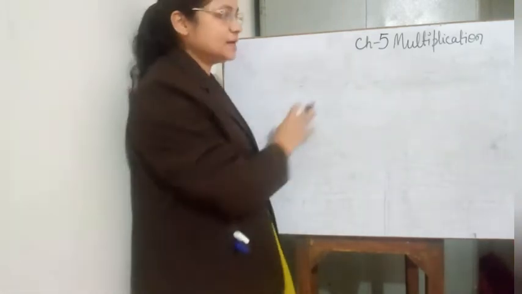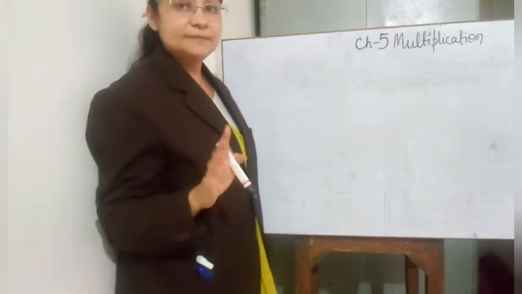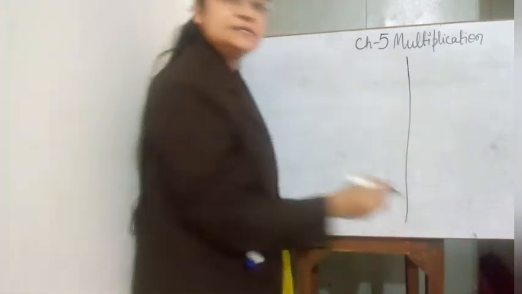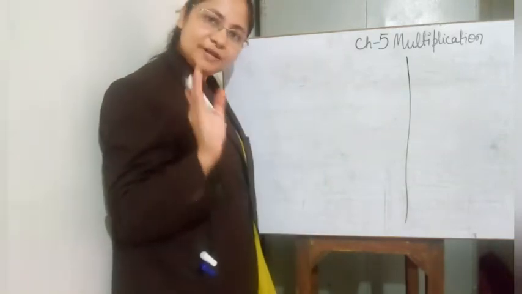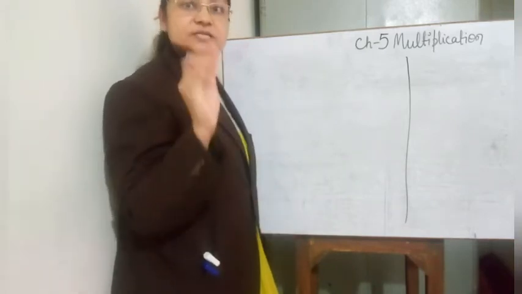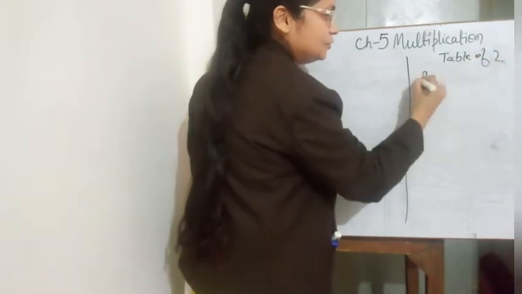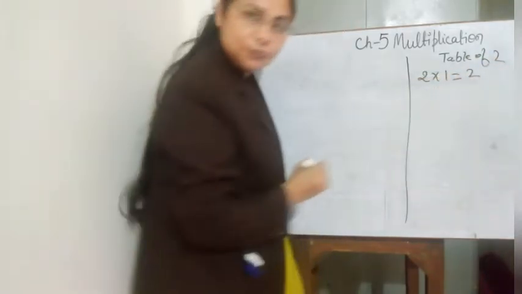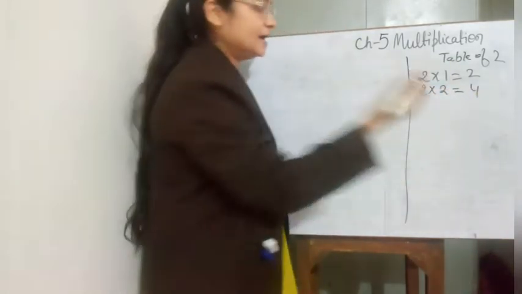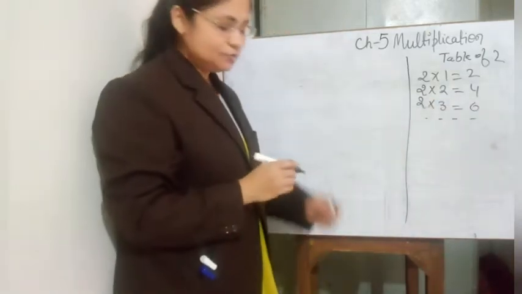So I have to start multiplication. First of all, what is multiplication? Let us recall. In second standard, in your previous class, definitely you learned some tables. Like table of 2: 2 1s are 2, 2 2s are 4, then 2 3s are 6, and so on. In that way you learned the tables.